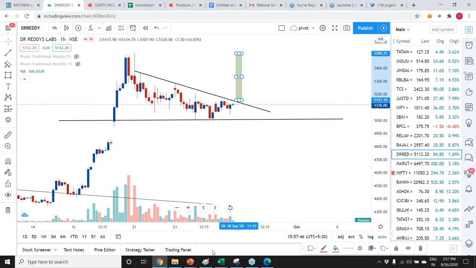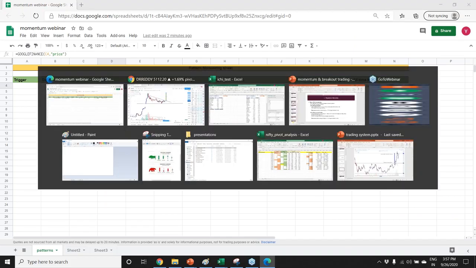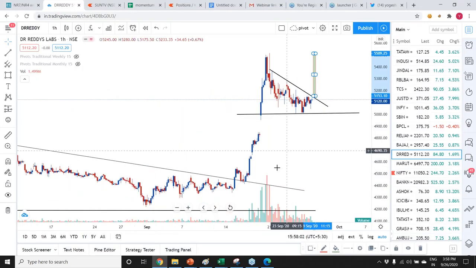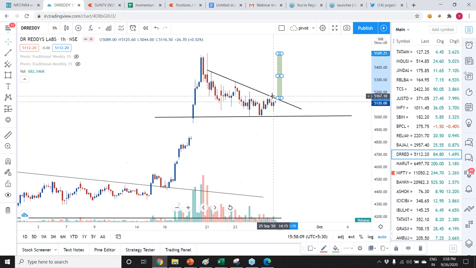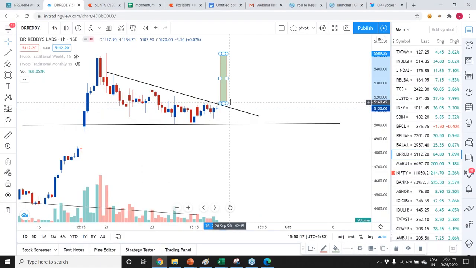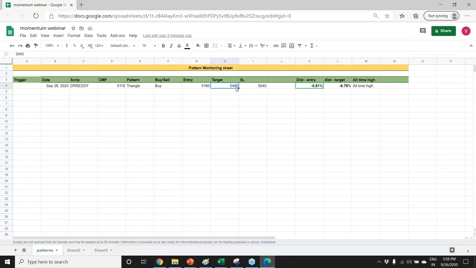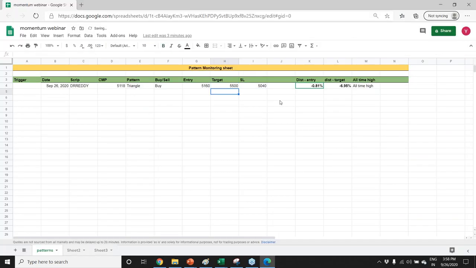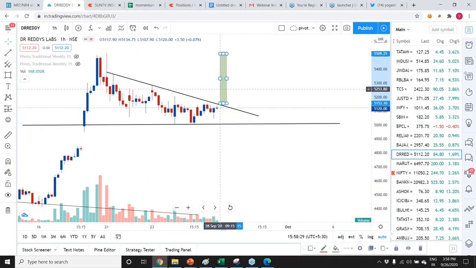So after I spot this trade, I'll journal it. Dr. Reddy, CMP 5118. It's a triangle, maybe buy or sell, but looking at its major trend is upside, so I won't take a short trade here. It's an uptrending stock, so I'll prefer a buy trade only. Buy entry would be, say it breaks out here, then 5160. My target is 5490 or say 5500. Now my stop loss, if it breaks out here, the previous swing low is this level.